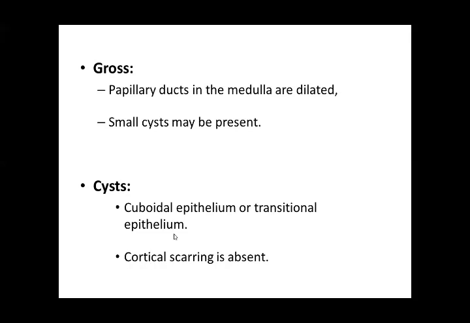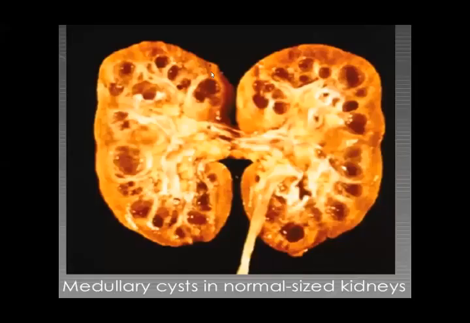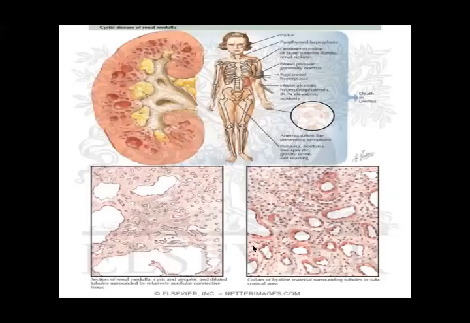Cortical scarring is absent, so it means that the cortex is spared. The cortex is spared unless there are such large cysts that they put pressure and cause pressure atrophy. If there is no pressure atrophy, the cortex is spared.